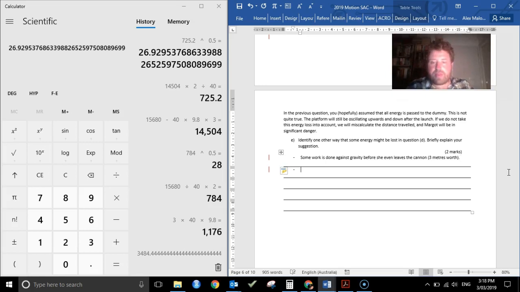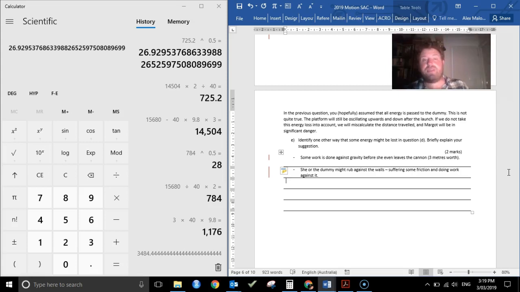Okay, what are some other things that might happen? She might rub on the walls on her way out, causing some friction. There's lots of different ways. There's lots of different suggestions that you guys would come up with, as long as it was reasonable and it was something that's going to lose energy, and you can talk sensibly about the work done.